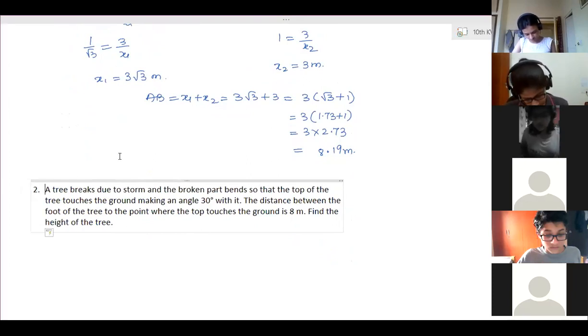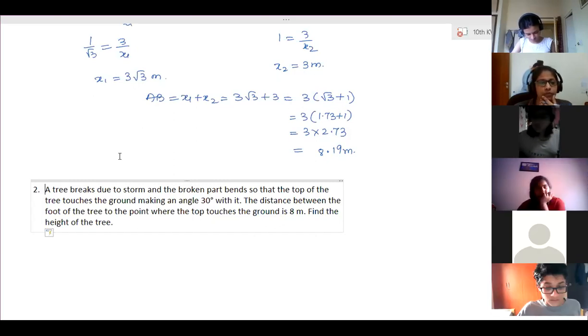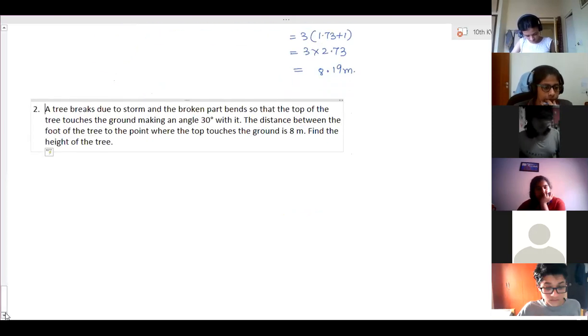See the second question. A tree breaks due to storm and the broken part bends so that the top of the tree touches the ground, making an angle of 30 degrees with it. The distance between the foot of the tree and the point where the top touches the ground is 8 meters. Find the height of the tree. They're asking the total height of the tree, not only the broken part.